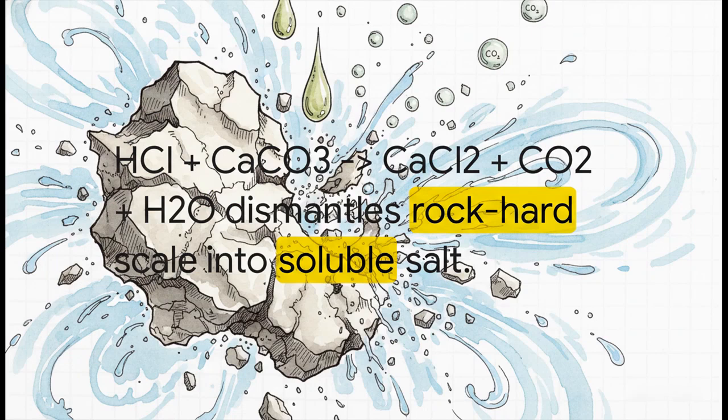When you drop hydrochloric acid, HCl, onto rock-hard calcium carbonate limescale, you trigger a massive reaction. It literally transforms that stubborn rock into calcium chloride, which is just a highly soluble salt, plus carbon dioxide gas and water. So think about it. You aren't scrubbing the rock away. Actually, scratch that. You aren't scrubbing at all. You are chemically dismantling it at the molecular level so it just harmlessly flows down the drain.